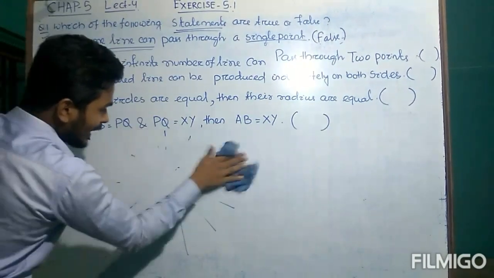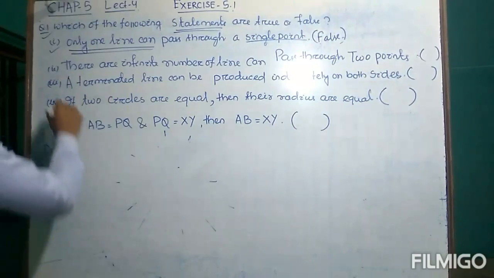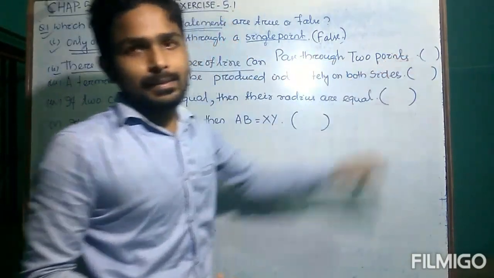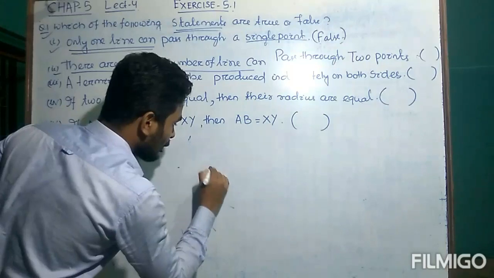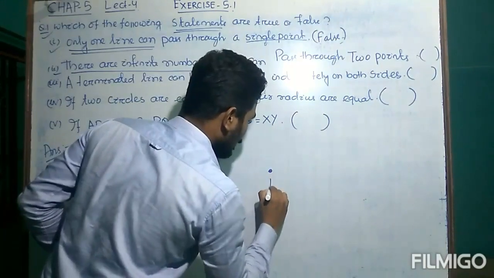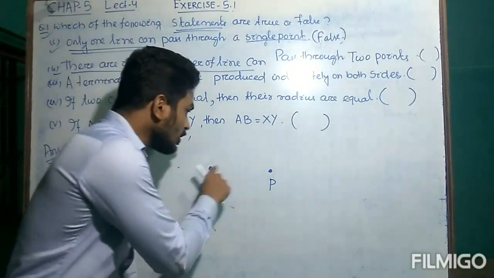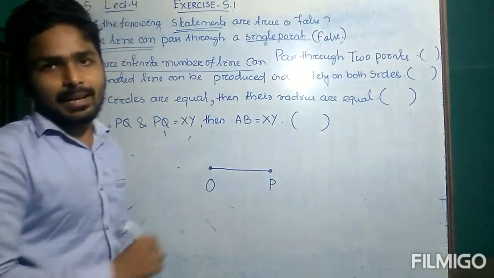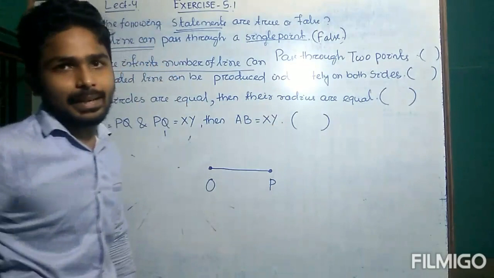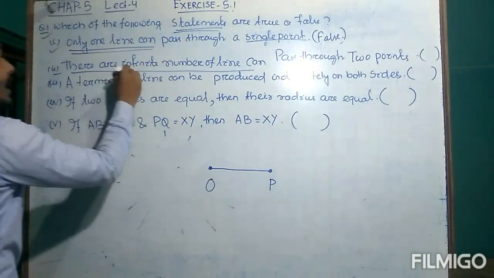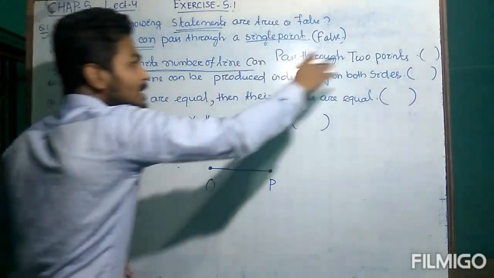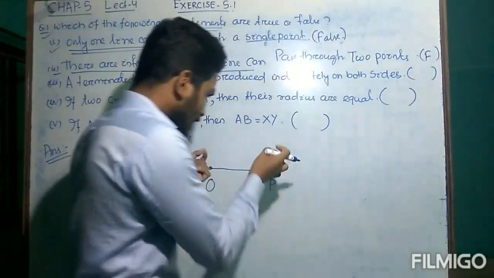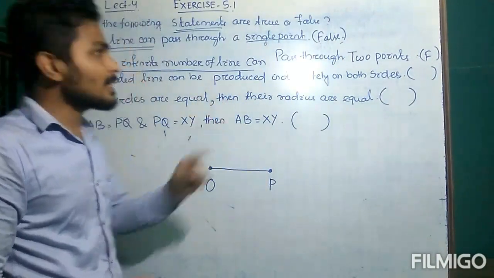Coming to the second question, it is given that an infinite number of lines can pass through two points. So there are two points, point O and point P. As we know, through two distinct points we can draw one and only one straight line. We cannot draw more than one straight line. But here the statement says an infinite number of lines can pass through these two points. No, it is a false statement, because through any two distinct points we can draw only one straight line.